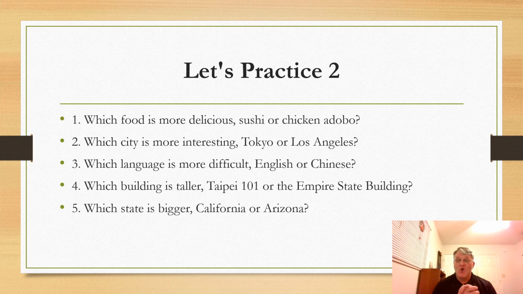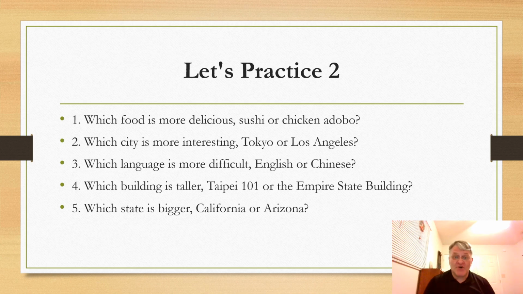Hard to decide. Which city is more interesting, Tokyo or Los Angeles? I hear some Tokyo over here. I hear some Los Angeles over here. Hard to decide. Maybe we can say Tokyo is more interesting than Los Angeles. Which language is more difficult, English or Chinese? English, Chinese. I hear English over here again. Chinese over here. It's too hard to decide. Maybe we can say English is more difficult than Chinese.